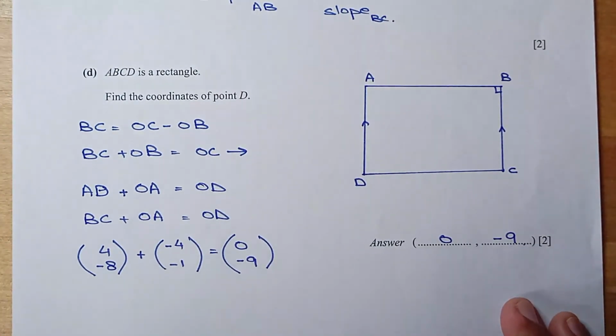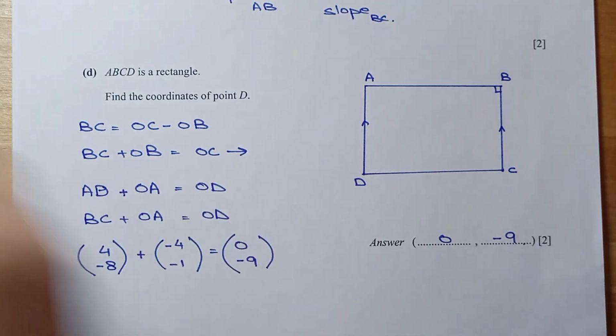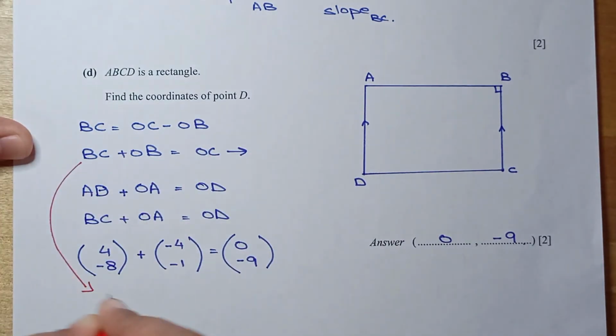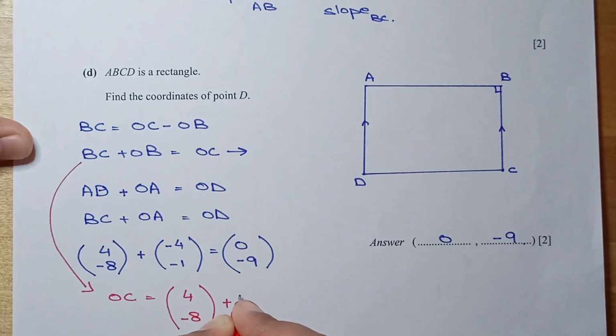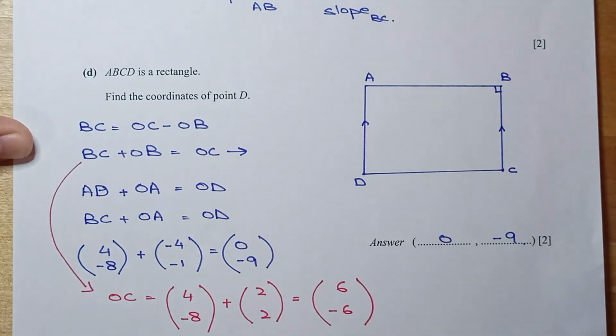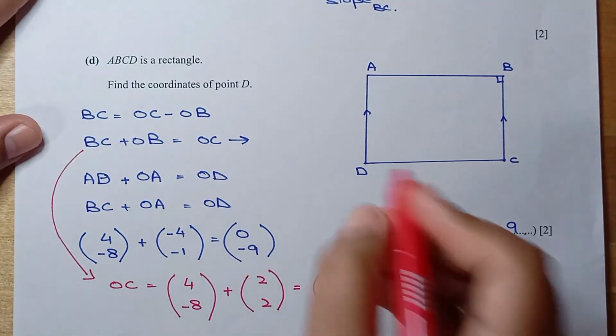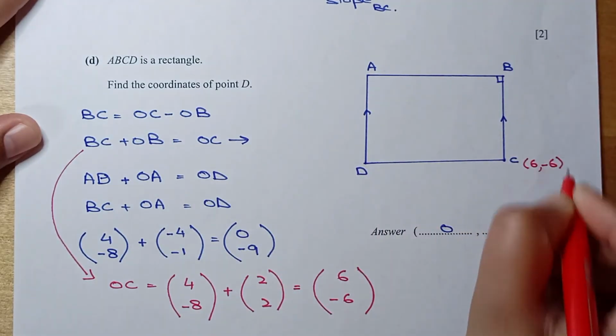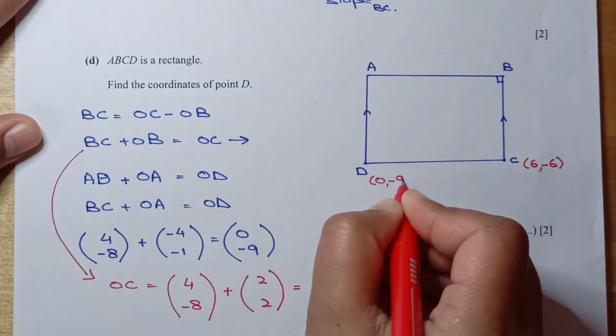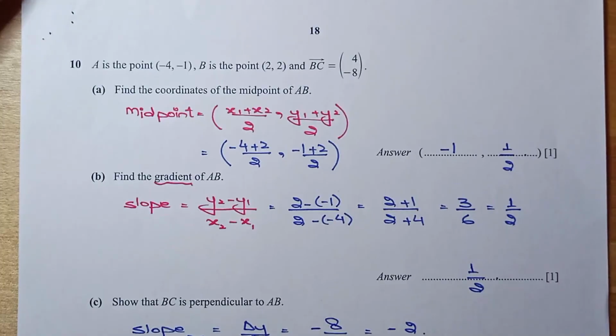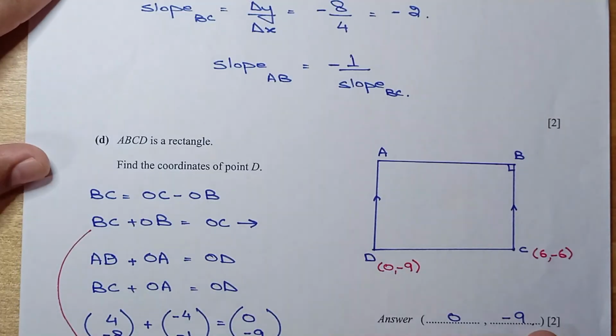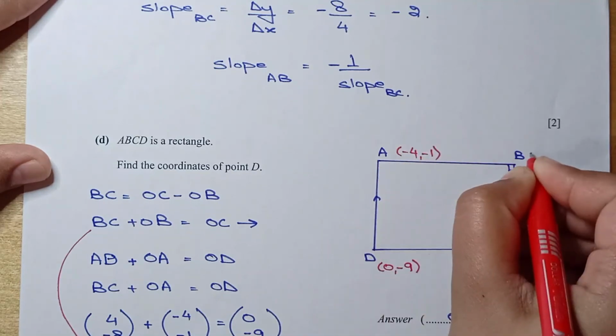So from here we can easily find the coordinates for C as well, because we use the coordinates for C in the next part. By using this information, the coordinates of C, OC, is equal to BC, which is (4, -8), plus OB, which is (2, 2). So the coordinates for C are 4 plus 2 is 6, and minus 8 plus 2 is minus 6. So these are the coordinates for C. So C is (6, -6), D is (0, -9), the A we have been given is (-4, -1) and B is (2, 2).